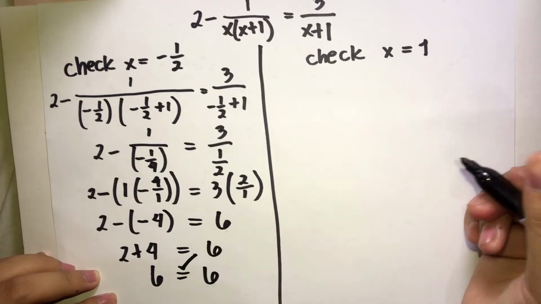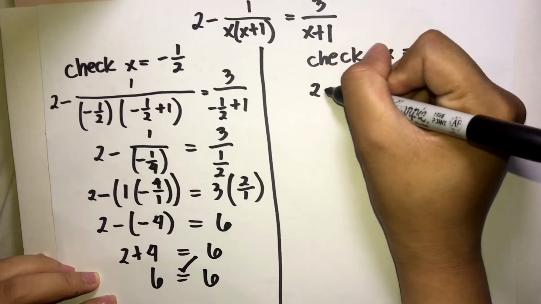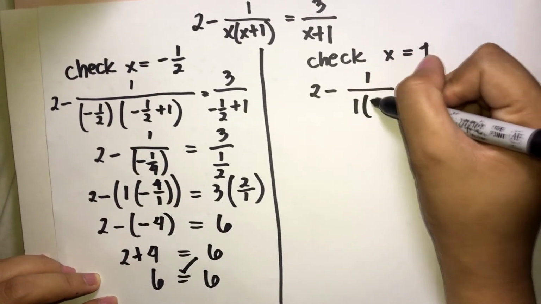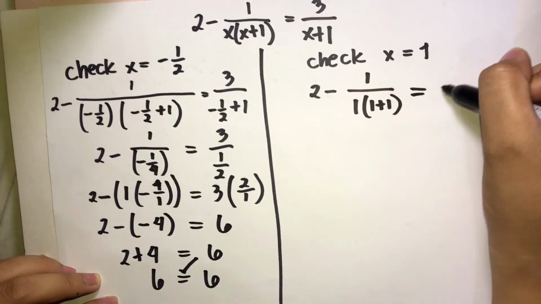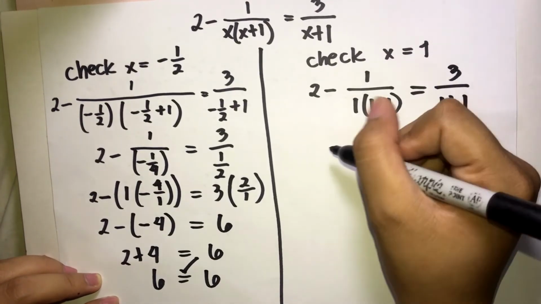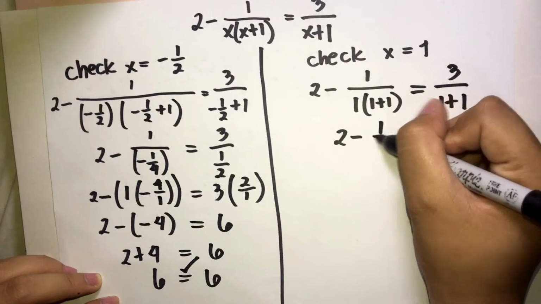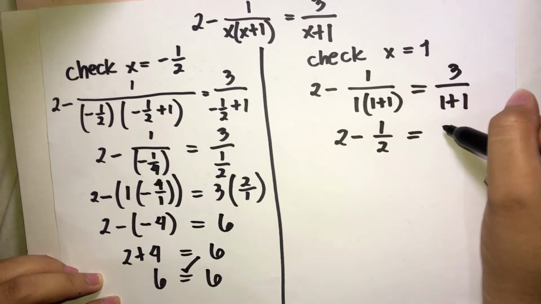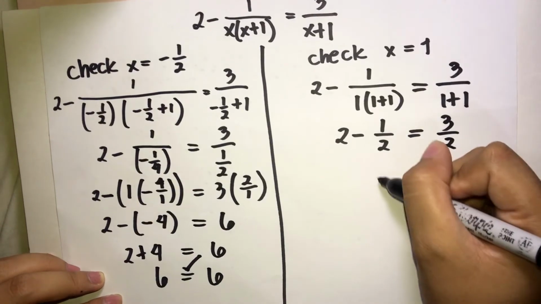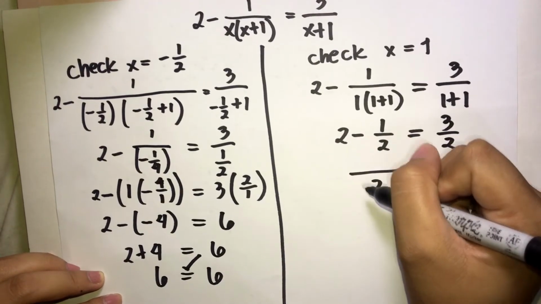And for x is equal to 1, the equation would be 2 minus 1 over 1 times 1 plus 1 is equal to 3 over 1 plus 1. Perform the denominator, it would be 2 minus 1/2 is equal to 3 over 2. Find the least common denominator, which is 2. 2 divide 1 is equal to 2. 2 times 2 is equal to 4.